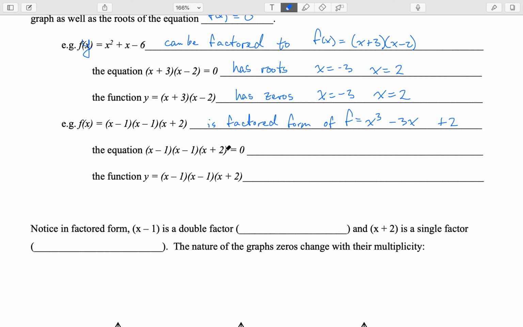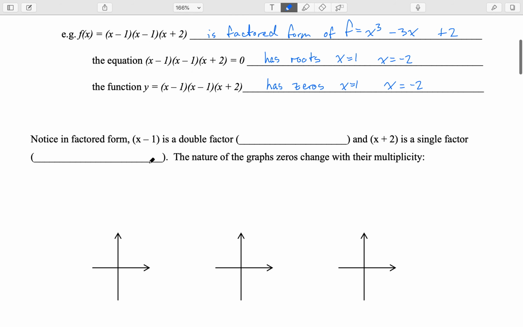I know that this equation has roots, in other words, answers: x equals 1 and x equals negative 2. So if I was to graph this thing, and we will, it's going to have two zeros. It hits at positive 1 and negative 2. So this thing has zeros, or x-intercepts, x equal to positive 1 and x equal to negative 2.